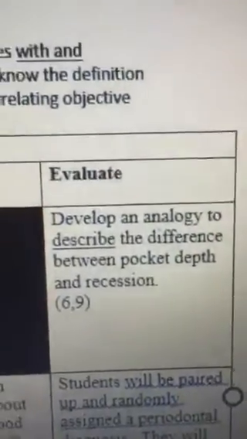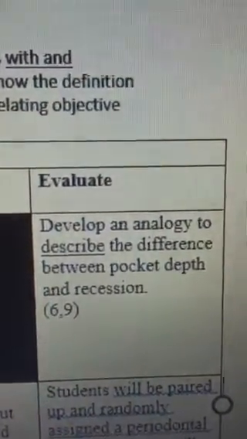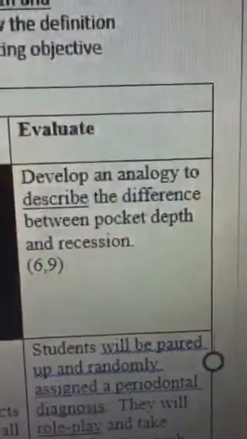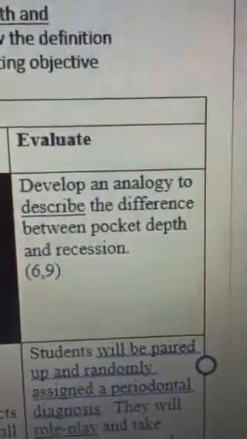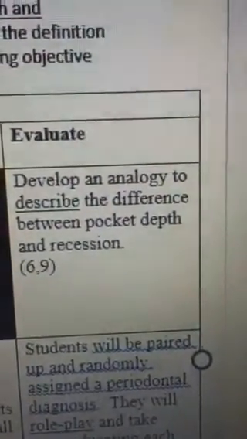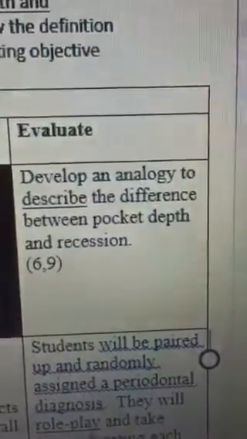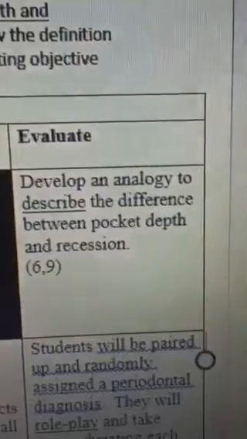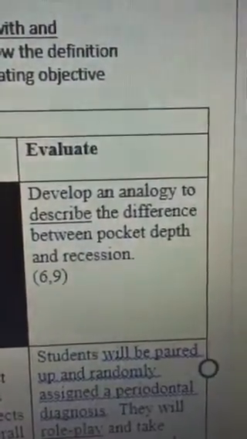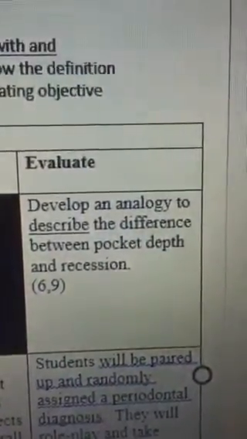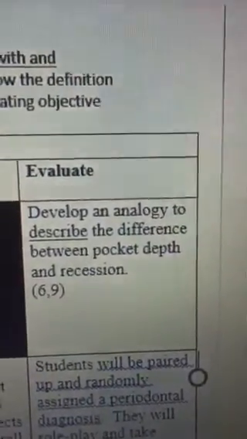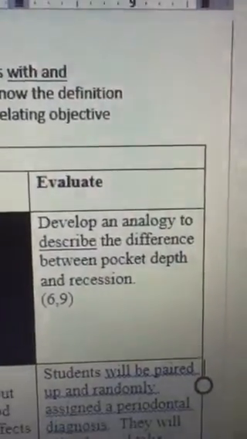The corresponding assessment for that is that I've asked them to develop an analogy to describe the difference between pocket depth and recession. For instance, a turtleneck sweater where the height of the turtleneck can be used to describe the gingiva, and the neck can be the root of the tooth, and how much neck is showing is how much recession there may be. I know I'm not explaining that very well, but an analogy like that might help to teach the patient a little bit better.